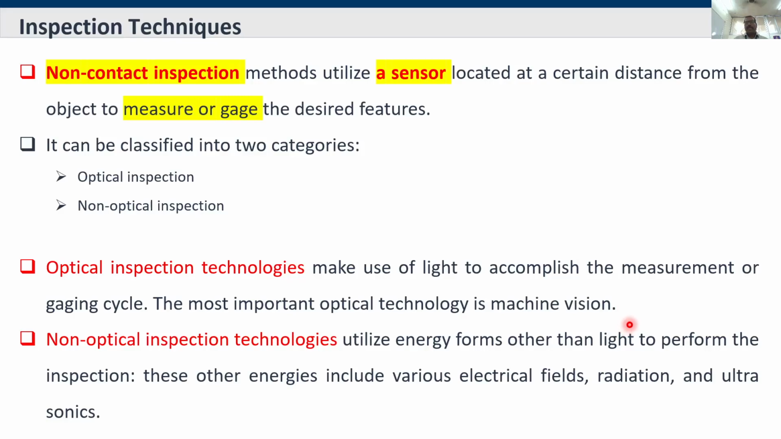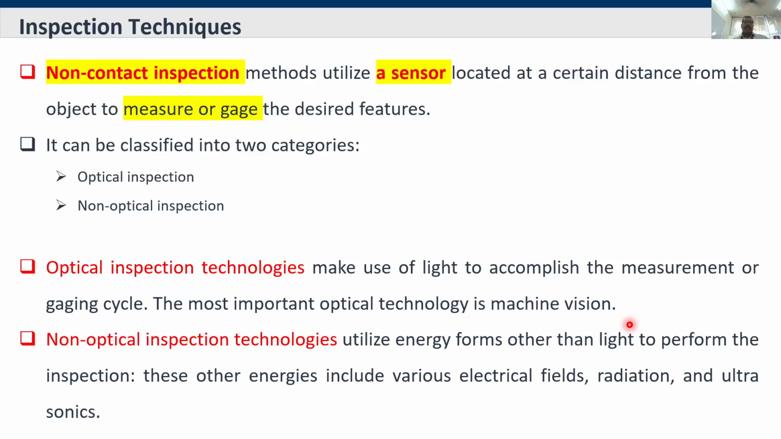So by using lights and a camera, we can capture images and do a sorting operation, or we are able to identify the distance or diameter of a particular feature, a circular feature kind of thing. For measuring purposes, and also for gauging purposes. So in optical inspection technique, the light is the primary source for measurement.